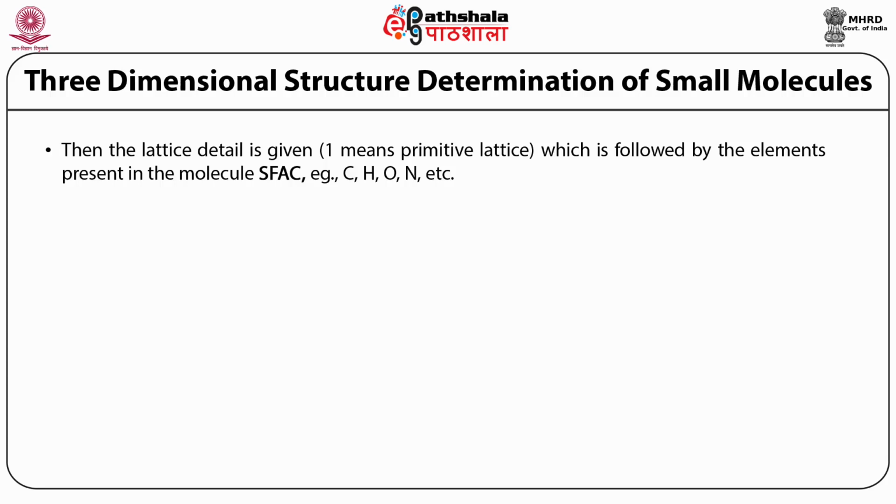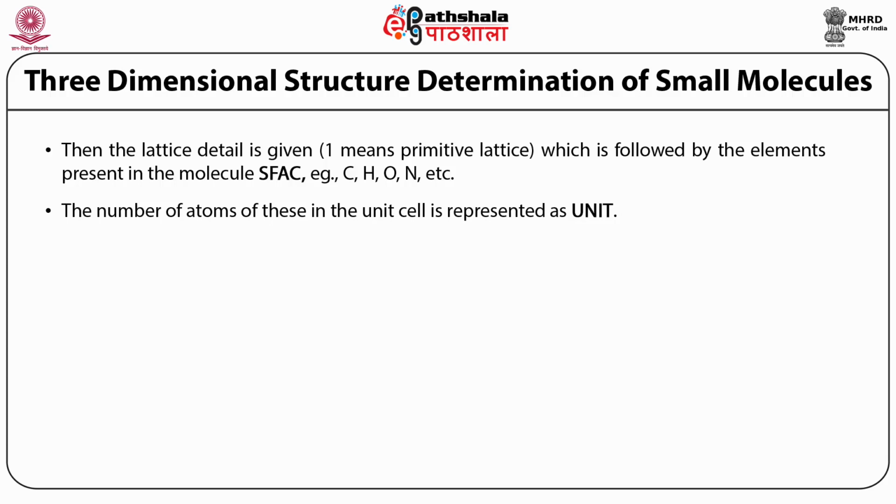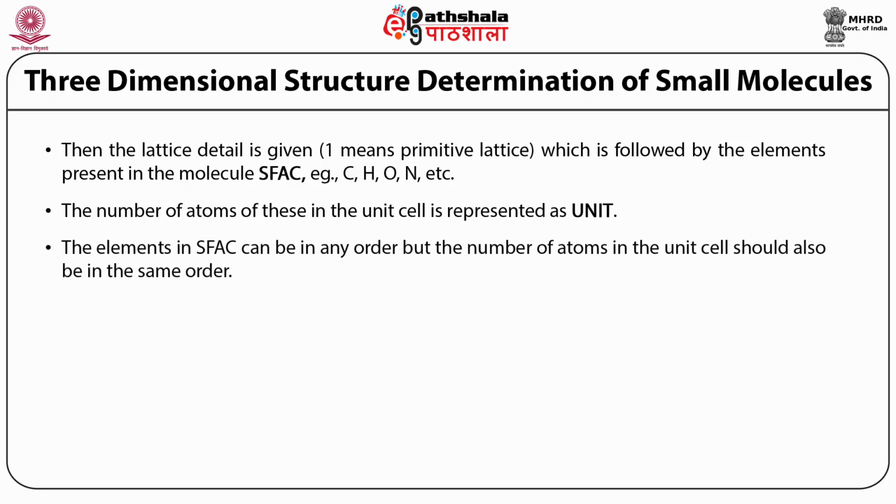Now, this is followed by another instruction, namely SFAC. What are the scattering factors, the elements present there? Carbon, hydrogen, oxygen, nitrogen. Then follows the instruction UNIT. In the unit cell, how many atoms are there belonging to each species? Now, in the card SFAC, you can change the order anywhere, but accordingly in UNIT also you have to write. Suppose you write H in the first instance instead of carbon, in the unit cell, the first number will be the total number of hydrogens in the unit cell.